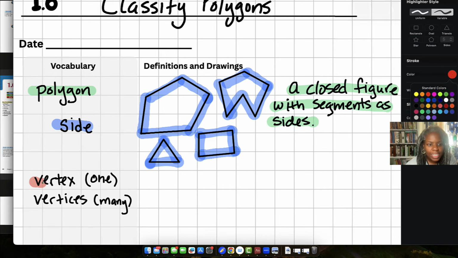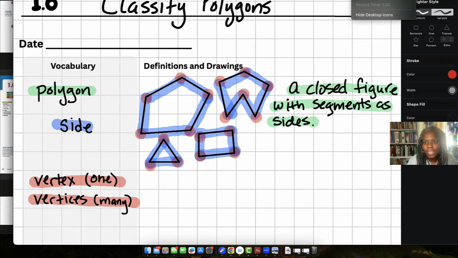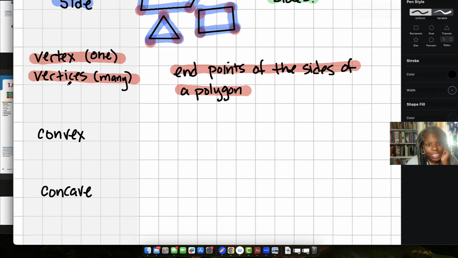So the next concept is the idea of a vertex. That's the singular, or when we're talking about one, we have a vertex, and vertices when we're talking about more than one or many. That's the joining places of these segments, where these segments meet, the corner points of our polygon. These are called vertices, or an individual one is called a vertex. So everywhere that I have red, that is going to be a vertex. So the vertex or vertices would be the endpoints of the sides of a polygon.